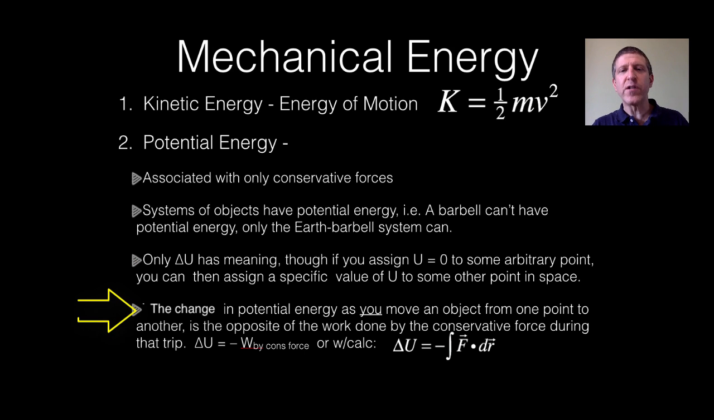Basically, how potential energy is defined is this: the gain in potential energy of an object or a system as you move that object from one point to another is the opposite of the work done by the conservative force during that trip. In other words, delta U is negative work done by the conservative force.